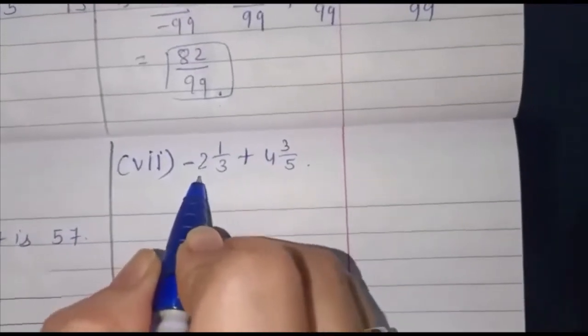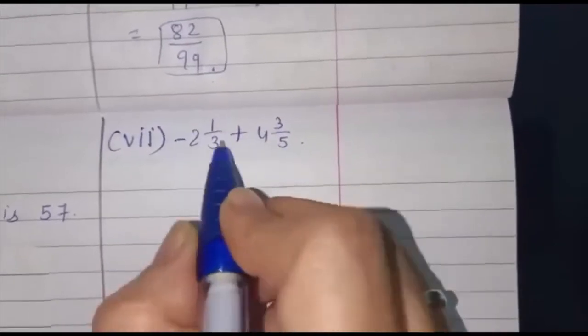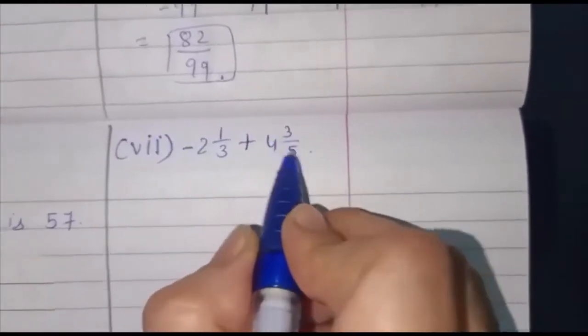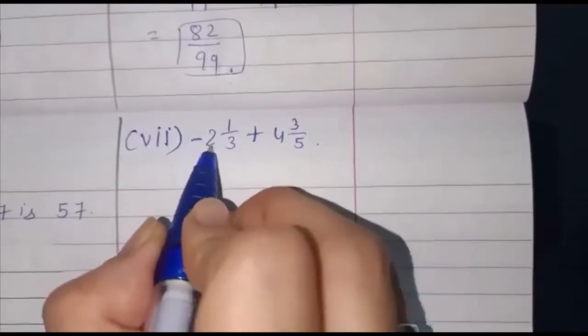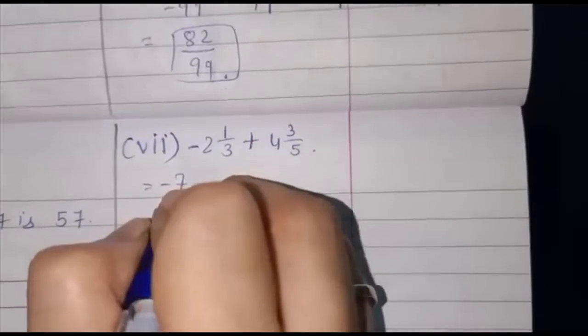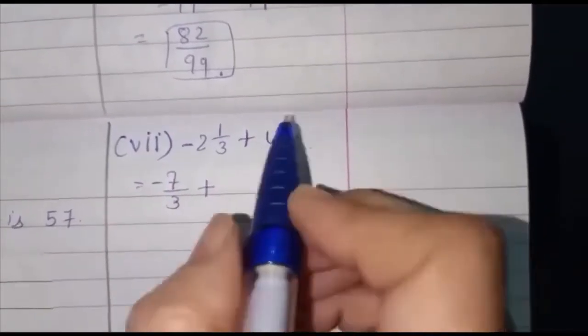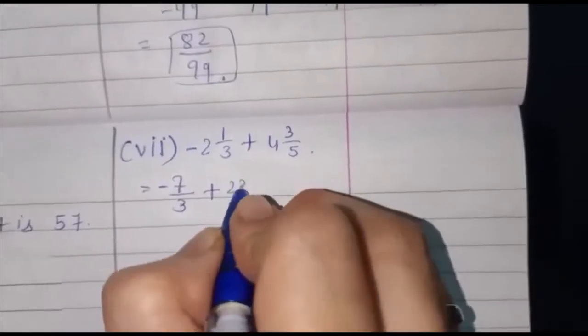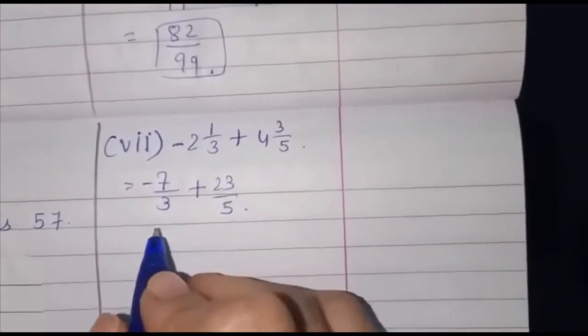Number 7: minus 2 integer 1 upon 3 plus 4 integer 3 upon 5. Now it is a mixed number, so we will convert into improper fraction. So 2 3s are 6 and 1 is 7, so minus 7 upon 3 plus 4 5s are 20 and 3 is 23, so 23 upon 5. Now we will add; denominators are different.